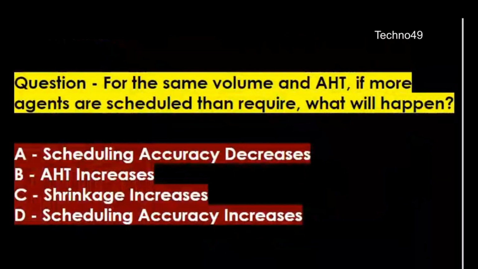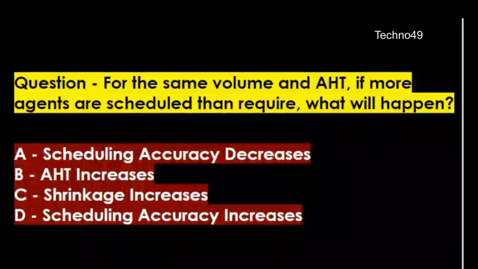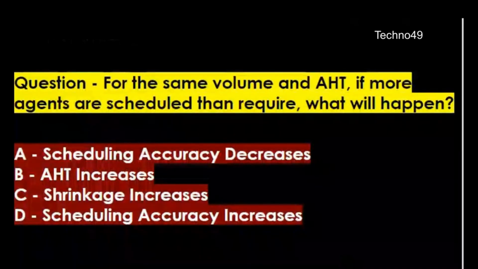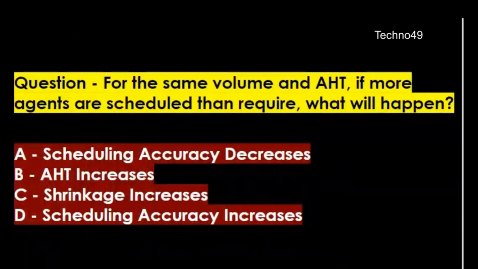I would be providing answers along with the questions, so please wait for 5 seconds after every question. Question number first is, for the same volume and AHT, if more agents are scheduled than required, what will happen? Your options are A, scheduling accuracy decreases. Option B, AHT increases. Option C, shrinkage increases. Option D, scheduling accuracy increases.